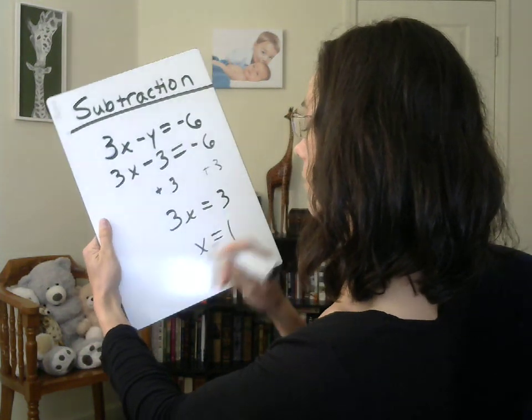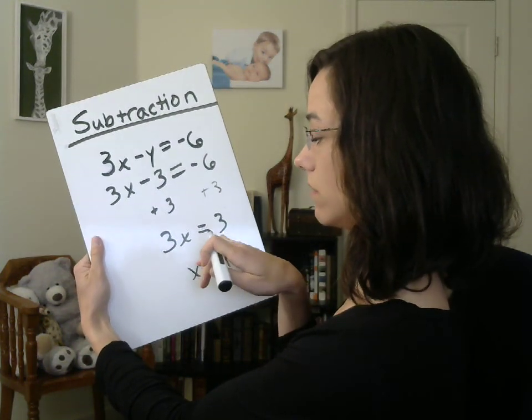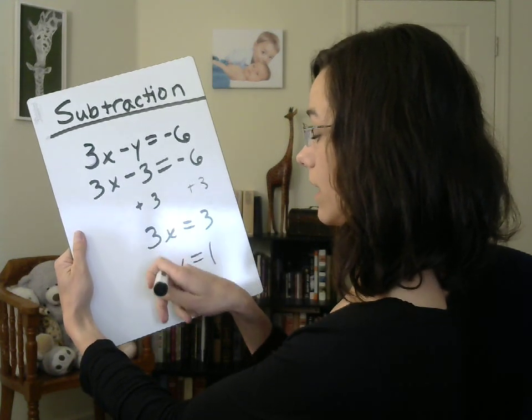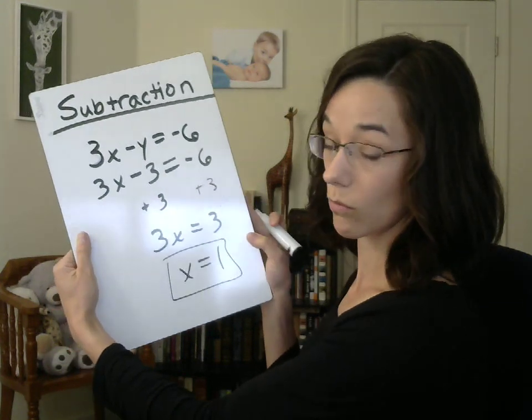x equals 1, because I've divided both sides by 3. 3 divided by 3 is 1. 3x divided by 3, that will cancel out and give you x equals 1. So you know that y equals 3 and x equals 1. That is where those two equations will intersect.